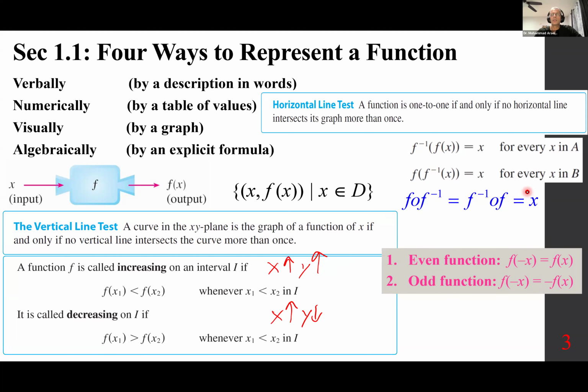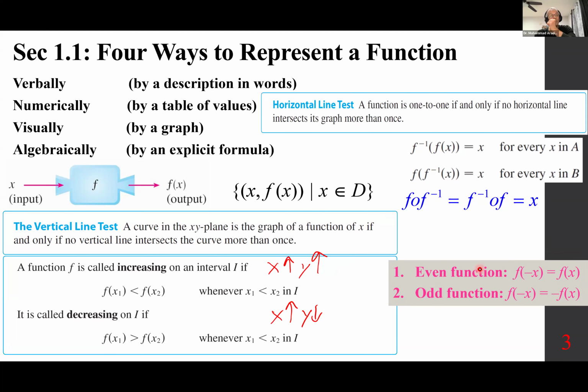A function is considered to be an even function if f of minus x equals f of x, and it's odd if f of minus x is minus f of x. And as you may recall, this is an even symmetry, this is an odd symmetry, and the symmetry which is odd is with respect to the origin.